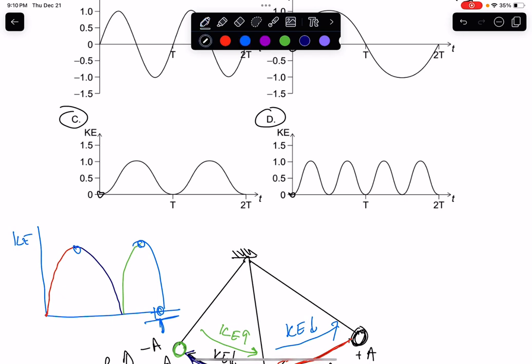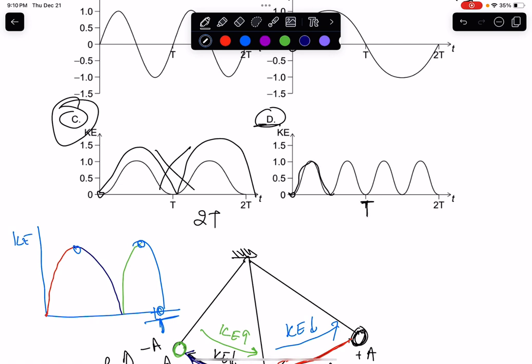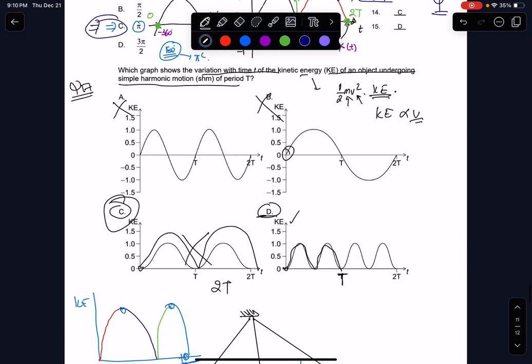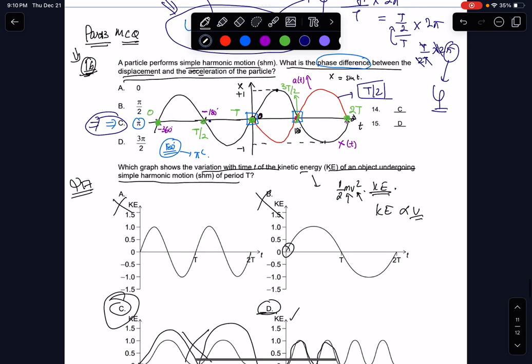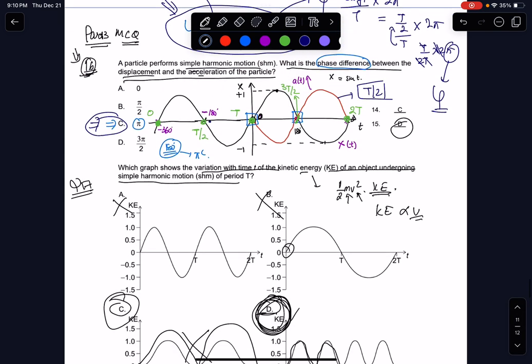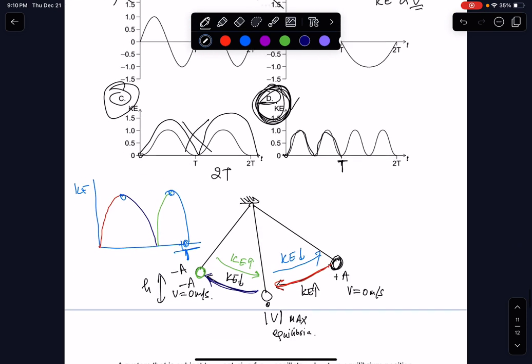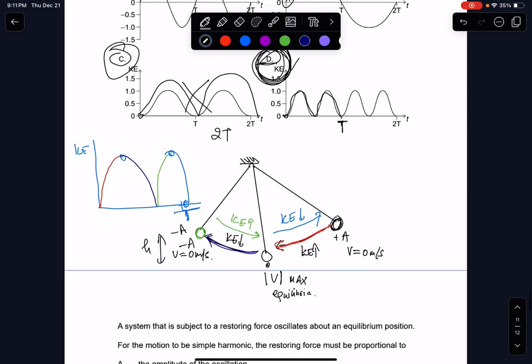Now, if you look at C and D, what you can see is that for C, you have got two bumps, but this is for two periods, so that would be wrong. But for D, for one period T, you end up getting two bumps. And so because of that, D would be correct. So therefore, for this question, the answer is D, right? And so that's how we looked at question 17 for simple harmonic motion.